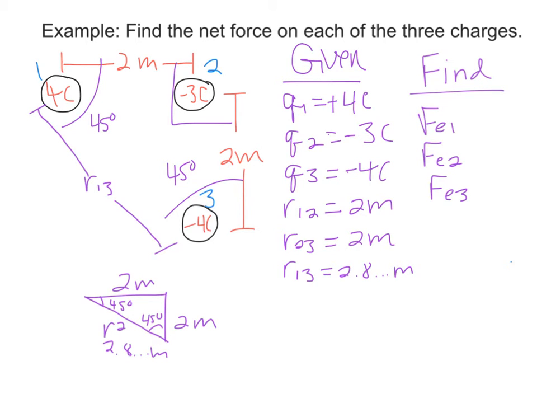But when I'm solving for the net force, it's the force from 2 on 1 and the force from 3 on 1. And this one has two forces and this one has two forces. So we're going to have to add these forces together. So that's what it means when it says net force, and that's why I'm just writing total electric force on 1, 2, and 3. Okay. Beginning with charge 1.